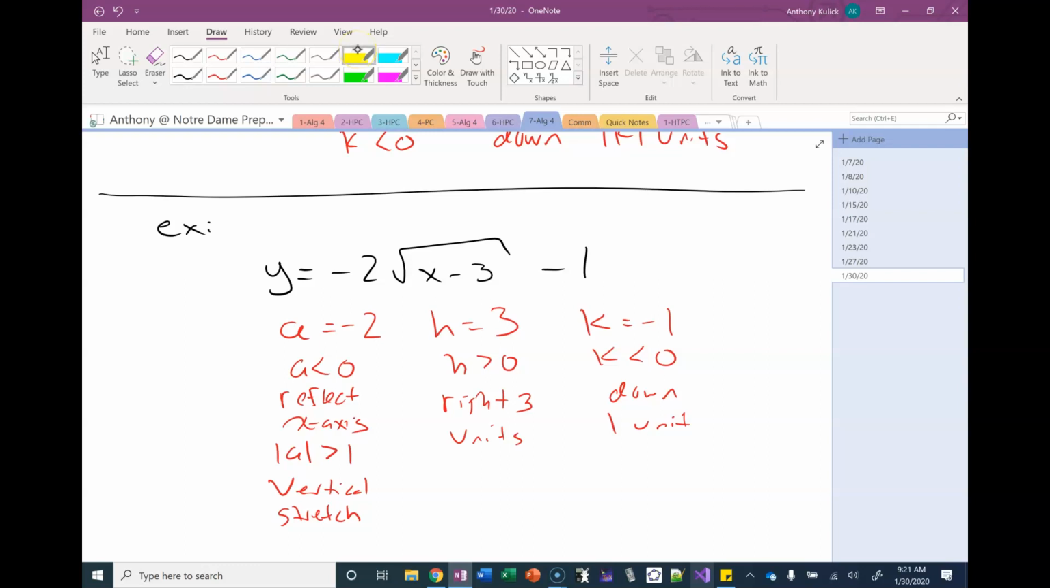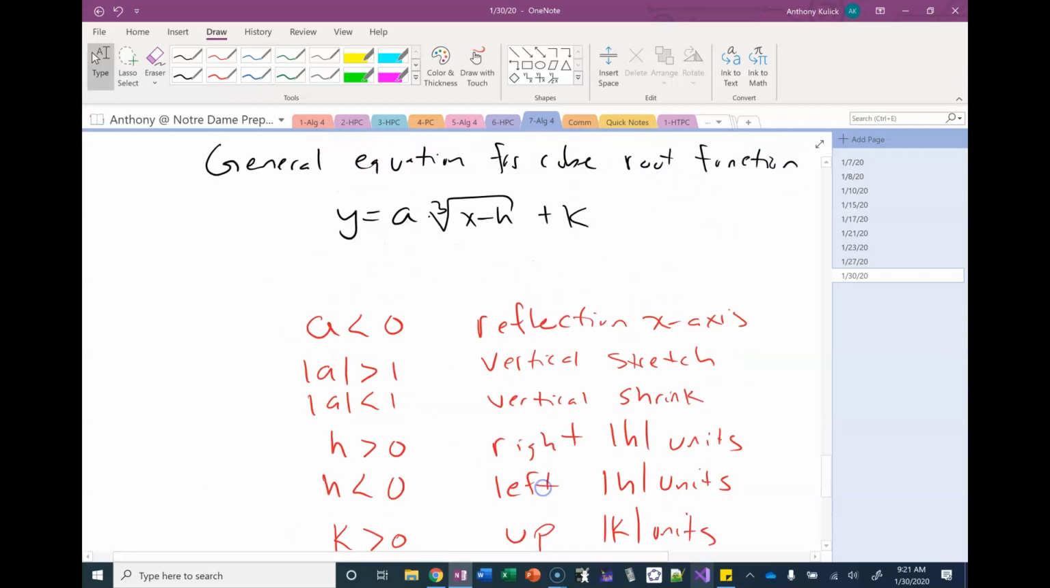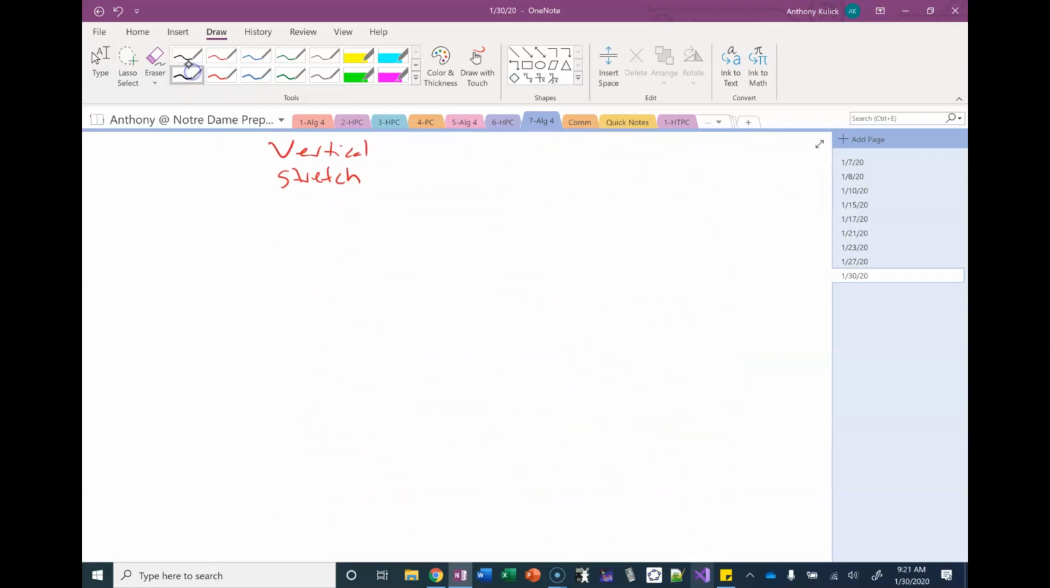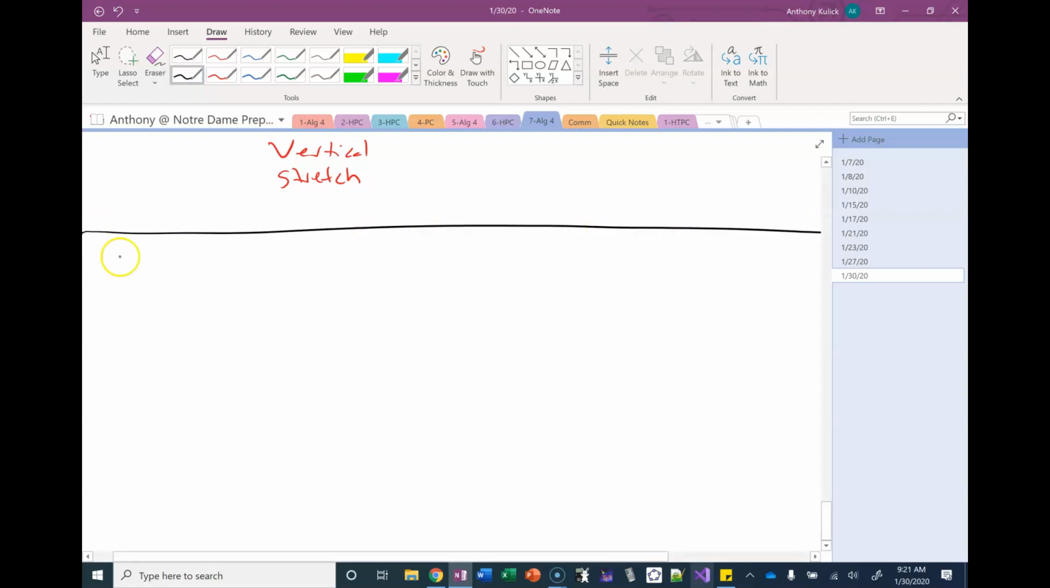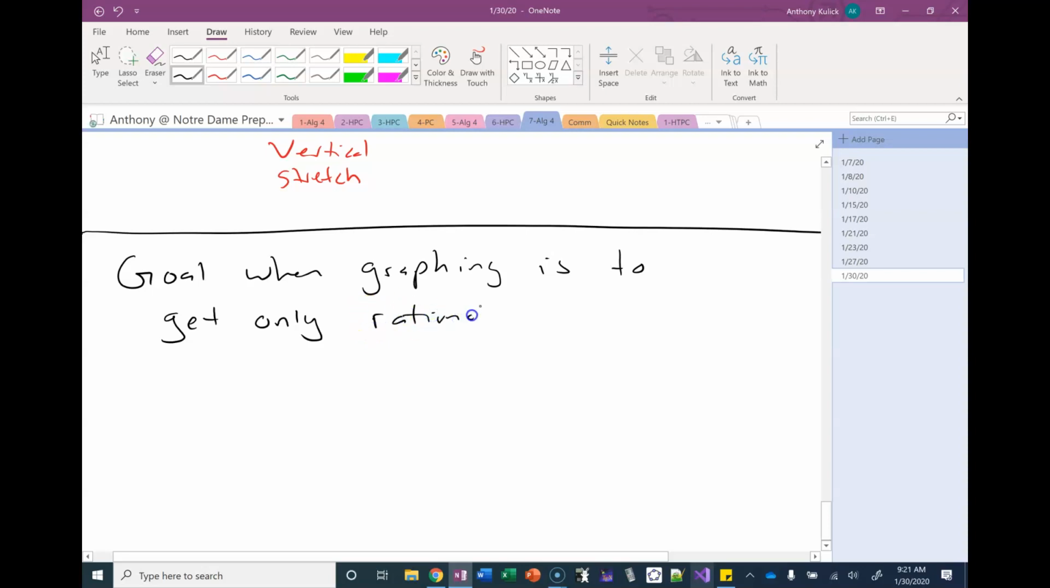So I want to go back and look at these two general form equations again for a moment. So our goal when graphing is to get only rational numbers to plot.